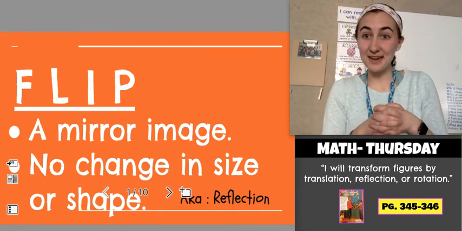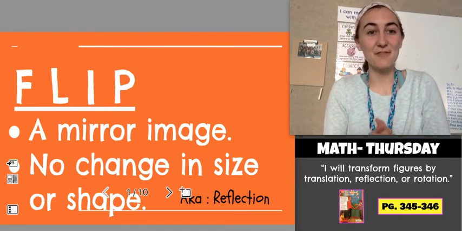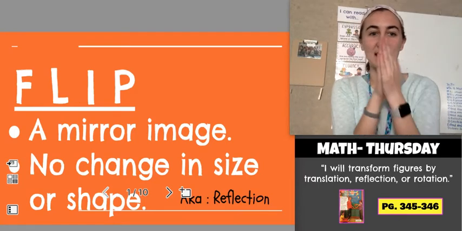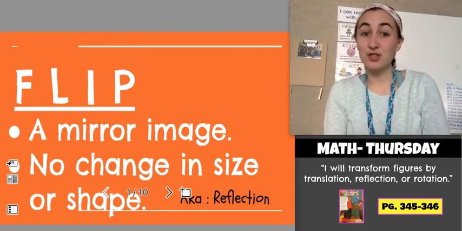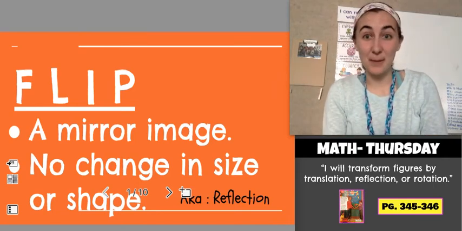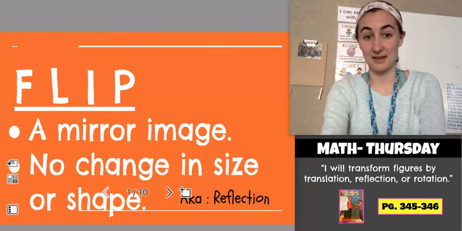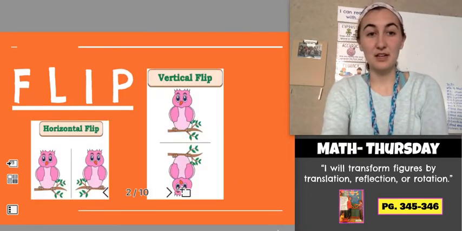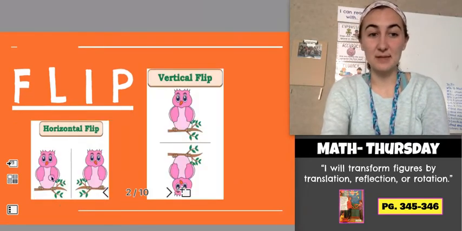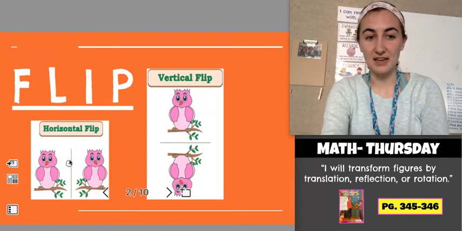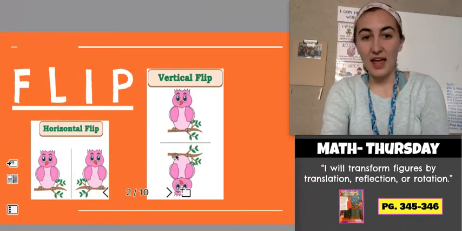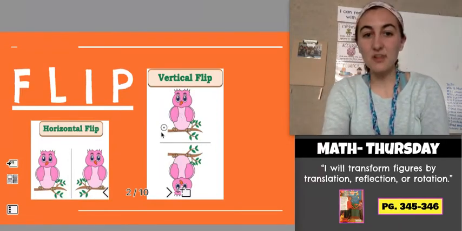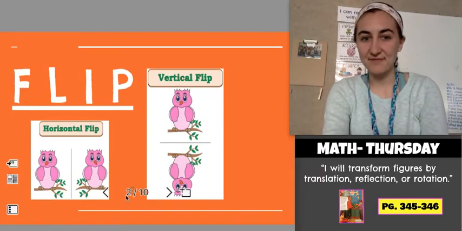The first one, as you can see, we're going to do is a flip. A flip is a mirror image. It's a reflection. There's no change in the size or the shape when you flip something. Here, you can see this owl is being flipped over the middle line here. So the owl flips this way, and here the owl flips over the line.